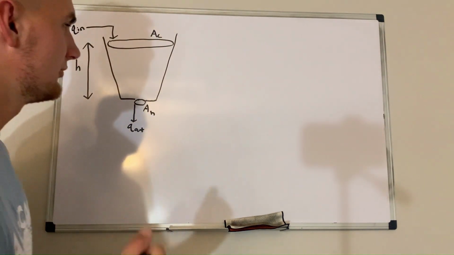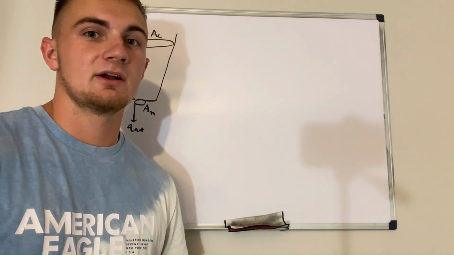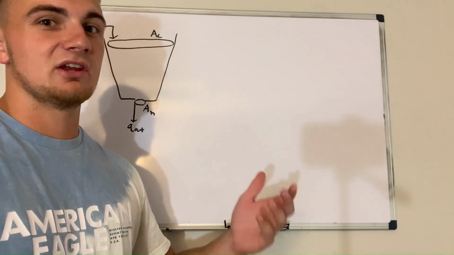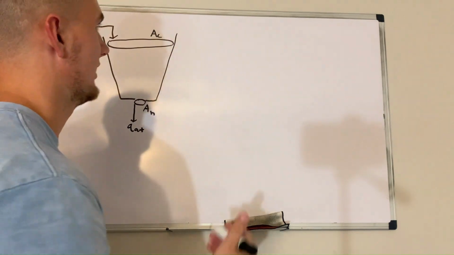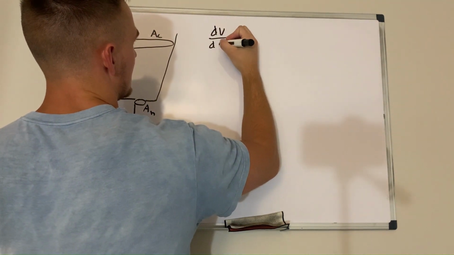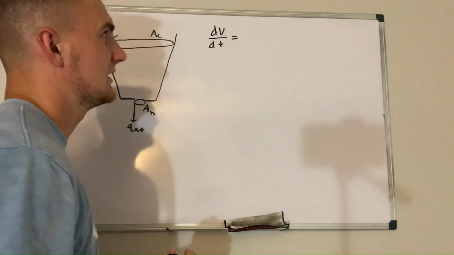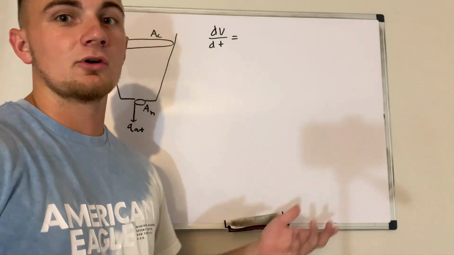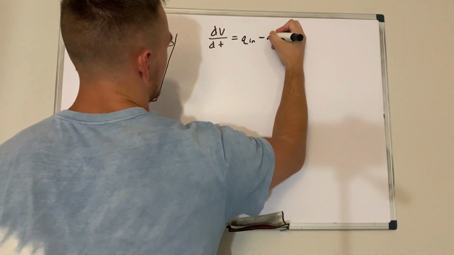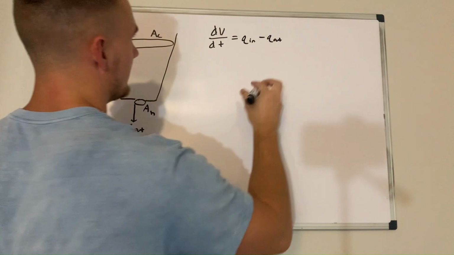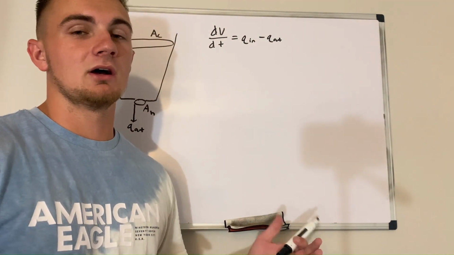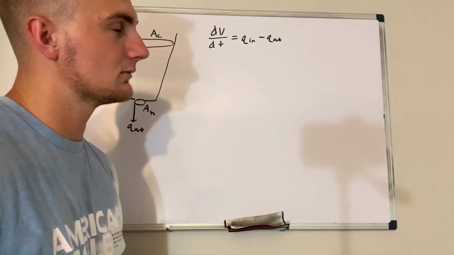So if we want to derive an expression for the change of height with respect to time, what we can first look at is the change in volume with respect to time. If we look at dV/dt, we know that this is simply a function of our flow rates. So we know this is equal to Q in minus Q out, and that makes sense. The change in volume will simply be equal to the flow rate in minus out.